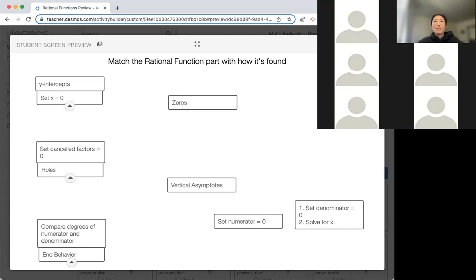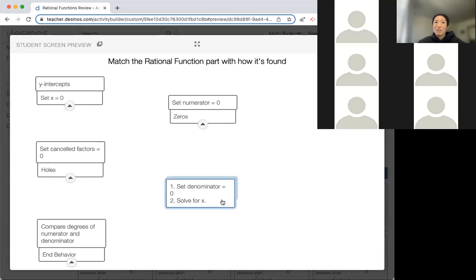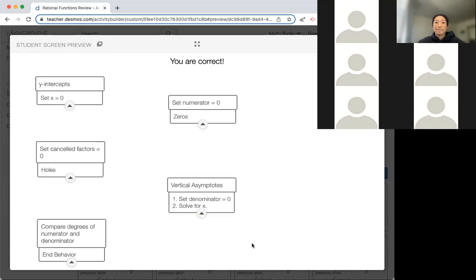For those of you who've never heard of a 0 before, a 0 is a fancy way of saying x-intercept. So we're going to set the numerator equal to 0. And the vertical asymptotes, as we talked about last week, happen where there was just a factor on the bottom. So that's where we set the denominator equal to 0 and solve for x.